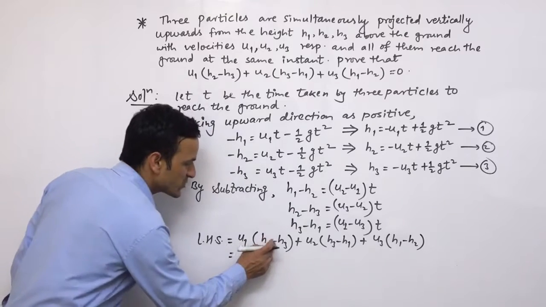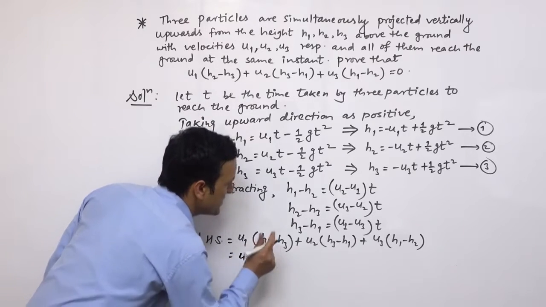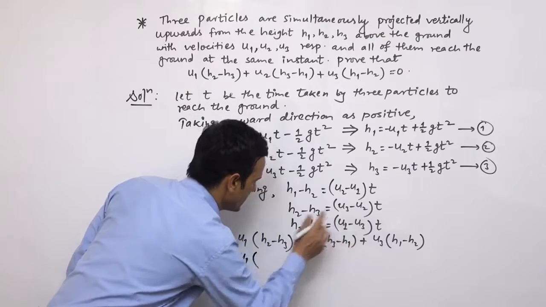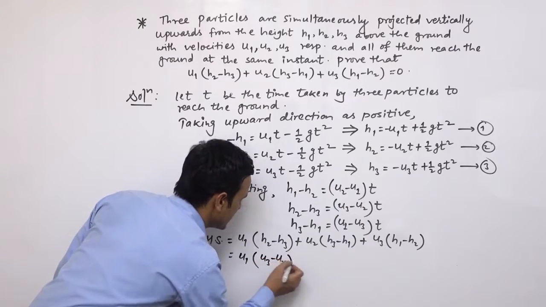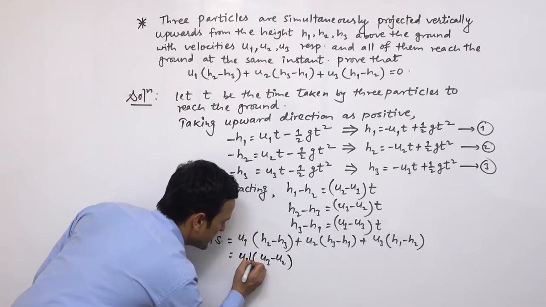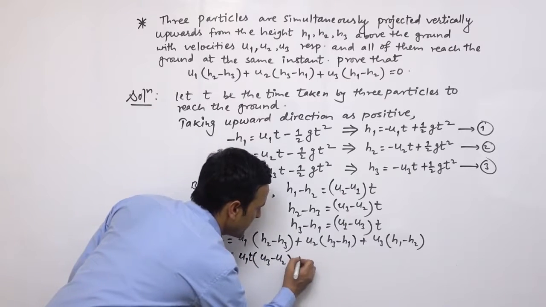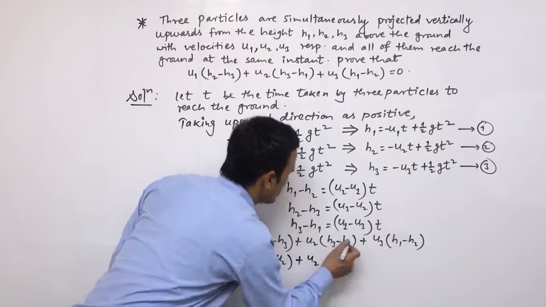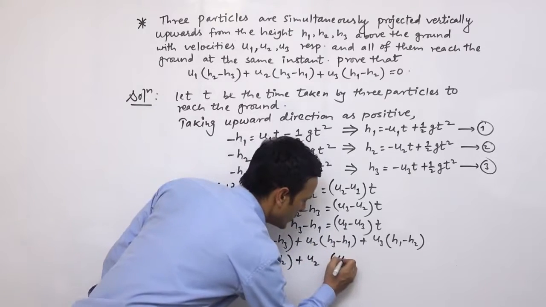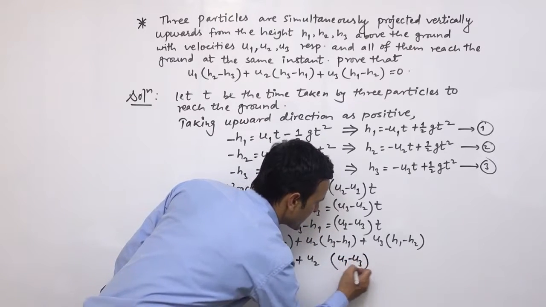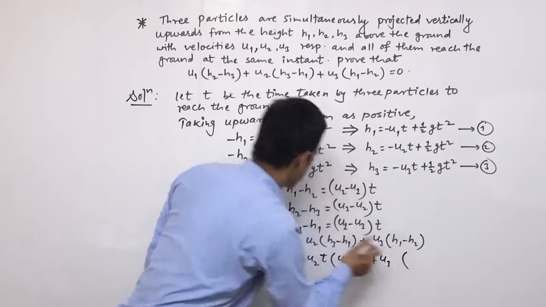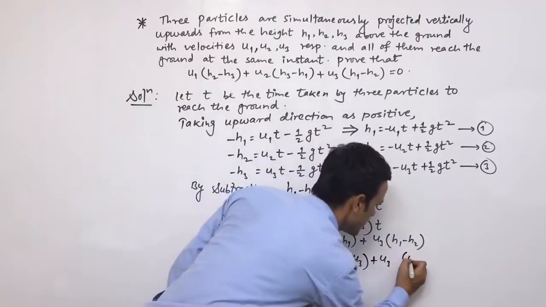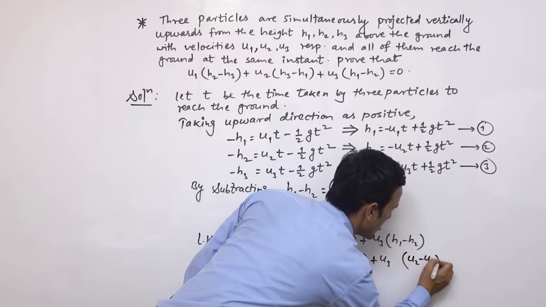Now we have H2 minus S3, U1 is same, S2 minus S3 means this term. So here is U3 minus U2 times T. So, time t, you can write down here, U1 t plus U2, S3 minus H1 means here, U1 minus U3 times t plus U3, H1 minus H2 means this one, U2 minus U1 t.